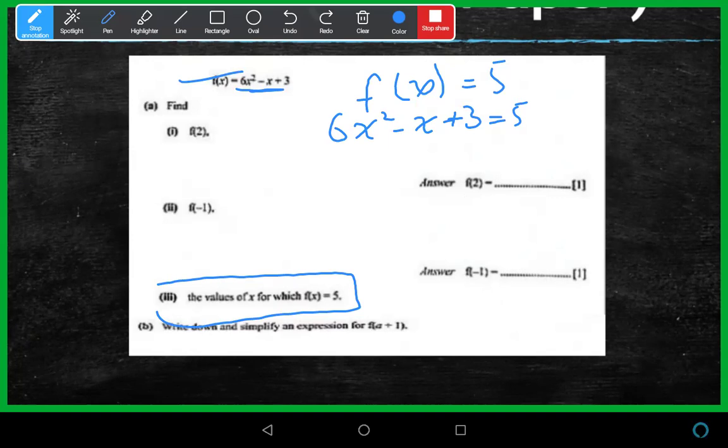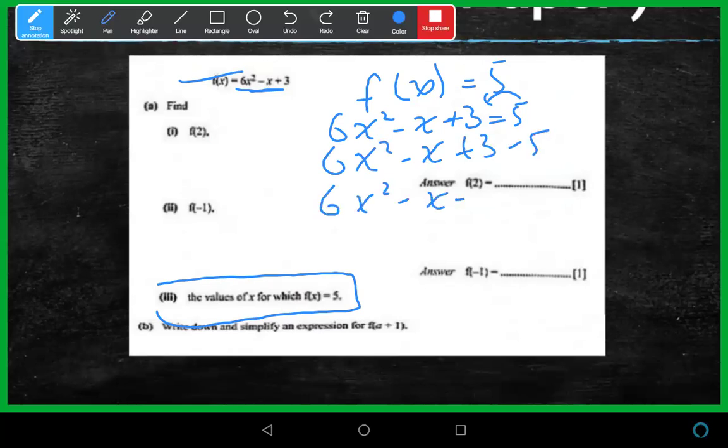So 6x square minus x plus 3 is equal to 5. So 5 will move here. It will become 6x square minus x plus 3 minus 5. 6x square minus x minus 2 is equal to 0. So this is how this equation has now become. So we have to apply middle term break.